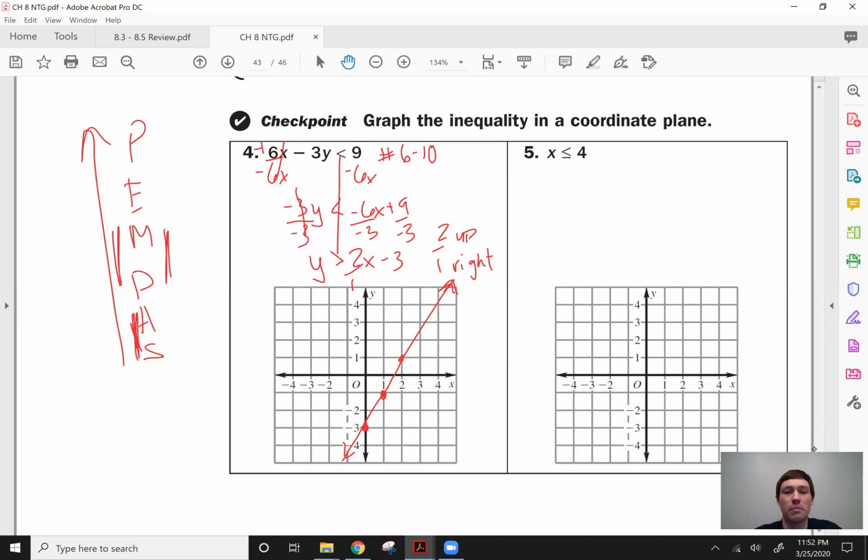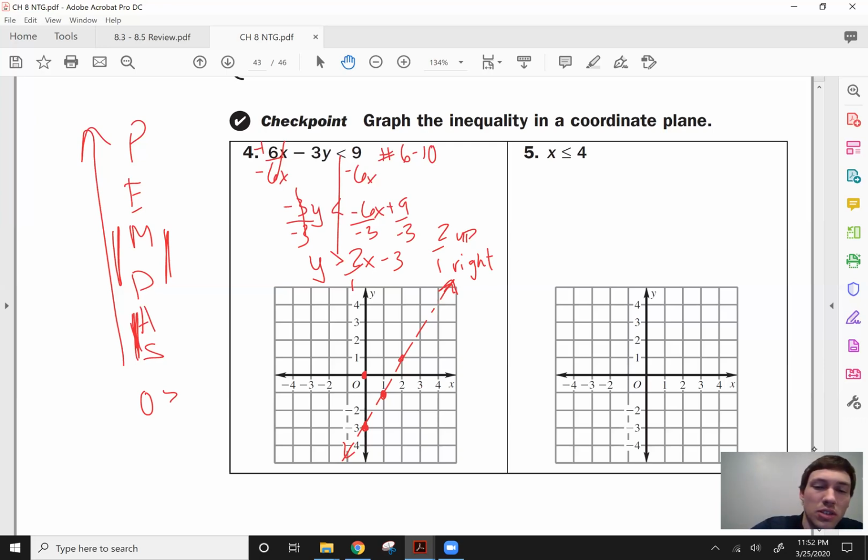Now, from there, I have to decide, is the shade on this side with the (0, 0), or is it shaded on this side without the (0, 0)? So let's test it. I'll go off to the side here. 0 is greater than, oh, and it's greater than, so I should not have made this solid. This should be dashed. It's going to be a dashed line. Gotta be careful of that.